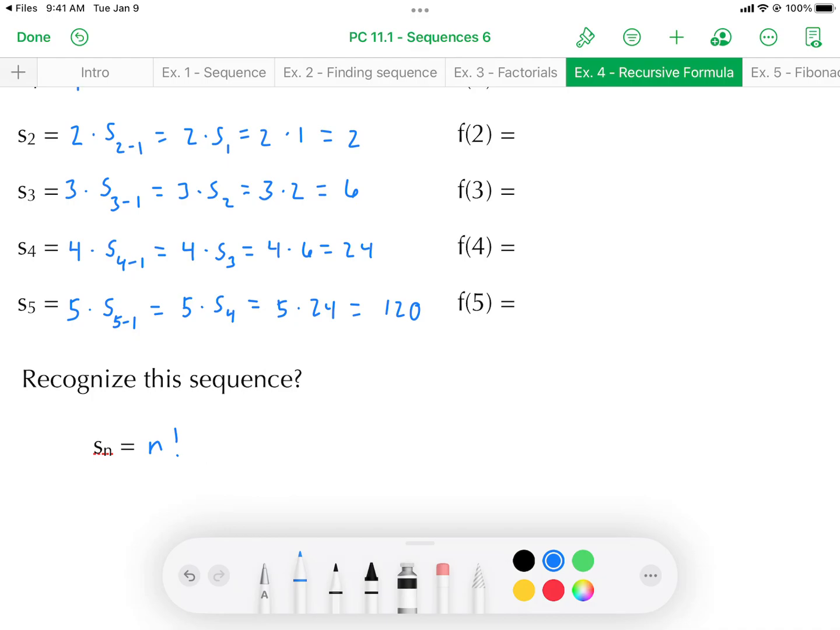Okay. That's just an interesting situation that the factorial can be represented with a recursively defined sequence.